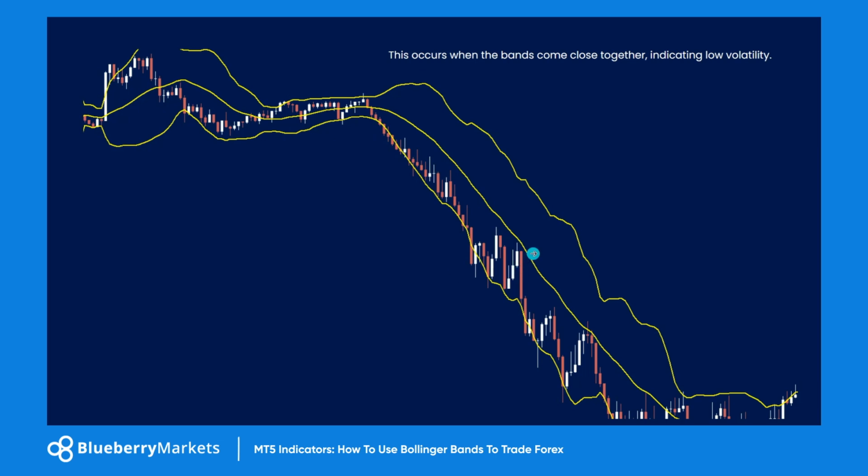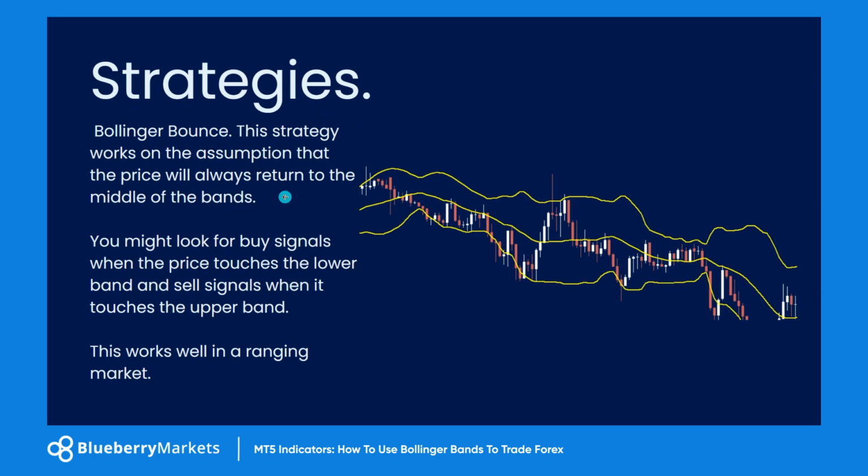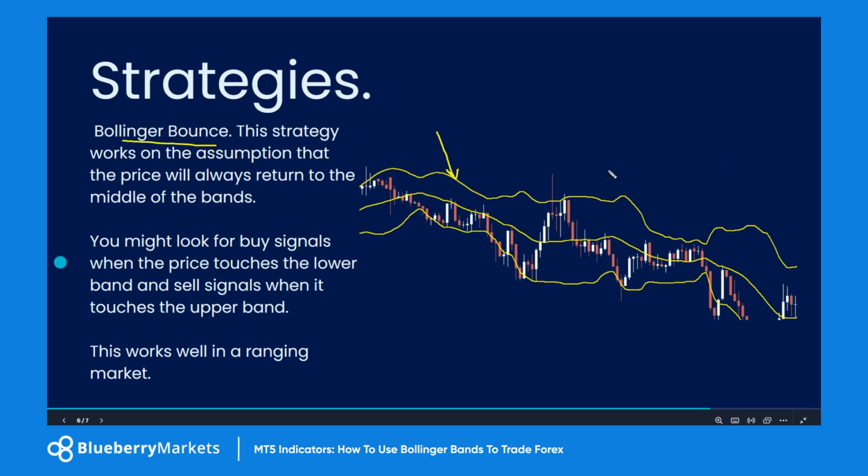Let's talk about a few strategies you can use with this indicator in MetaTrader 5. One of the most popular is the Bollinger Bounce, and this strategy works on the assumption that the price will always return to the middle of the bands, and you might look for buy signals when the price touches the lower band and sell signals when the price touches the upper band. This works very well in range bound markets, so you need to understand what condition you're in in order to trade the Bollinger Bounce. And you can see here we have a range in market example here.